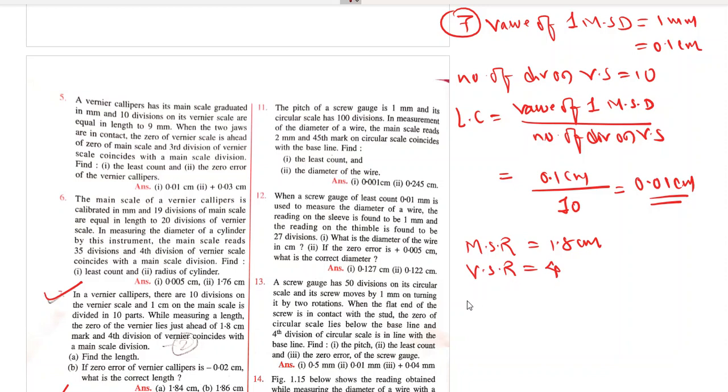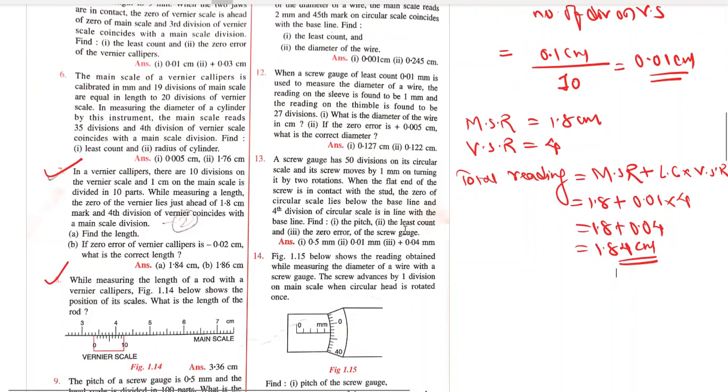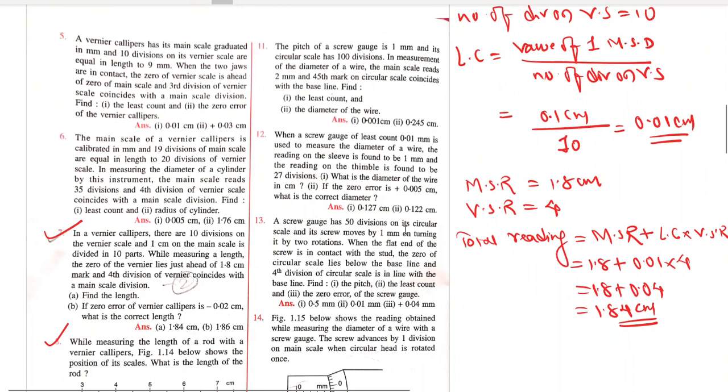Okay, find the length. So total reading, your length, is equal to main scale reading plus least count into vernier scale reading. Correct. Main scale reading is 1.8 plus least count is 0.01, vernier scale reading is 4. So 1.8 plus 0.04, that is 1.84 centimeter. 1.84 centimeter. So this is the total reading. And find the zero error.